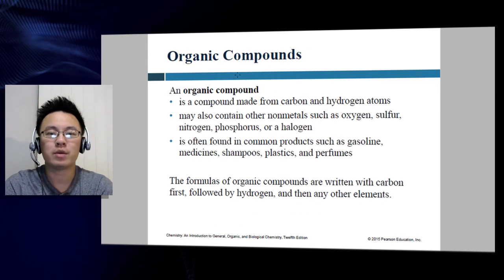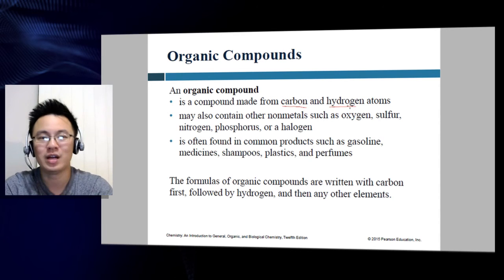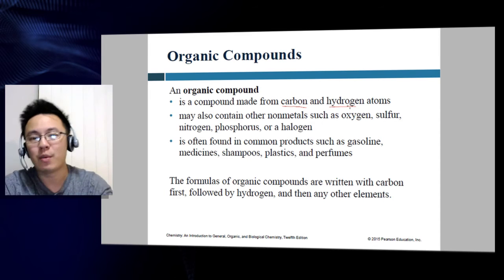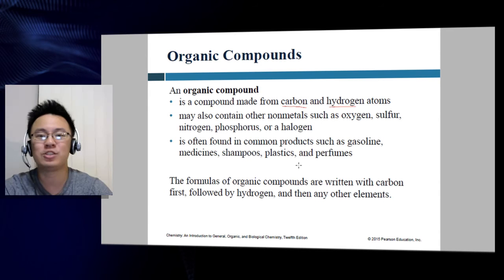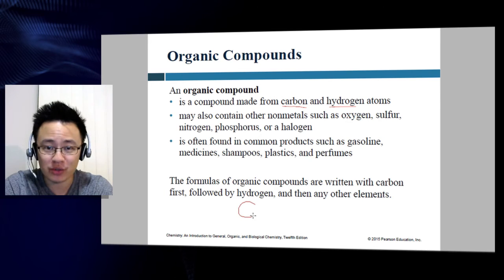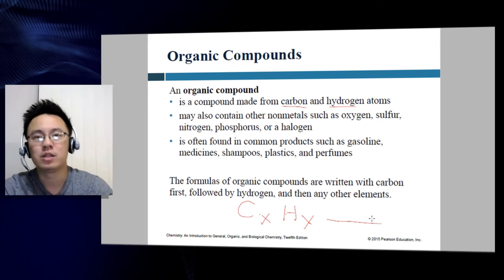An organic compound is a compound made of or from carbon and hydrogen atoms. It may also contain other nonmetals such as oxygen, sulfur, nitrogen, phosphorus, or even a halogen, and is often found in common products such as gasoline, medicines, shampoos, plastics, and perfumes. The formulas for organic compounds are often written with the carbon first, then the hydrogen next. The X and Y indicate the subscripts, and then anything else after that. So C something, H something, and then whatever is after that.